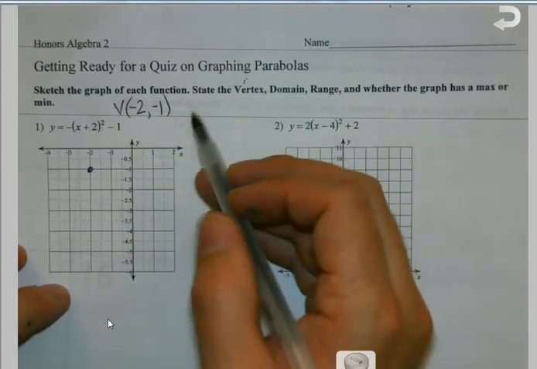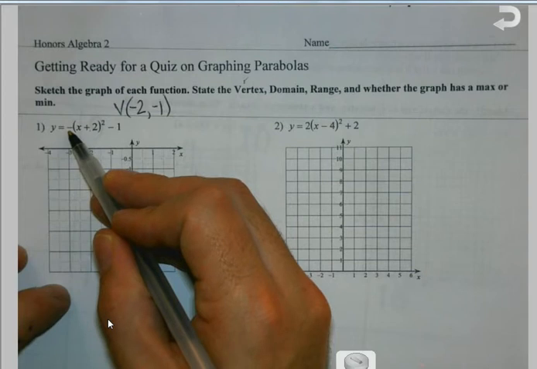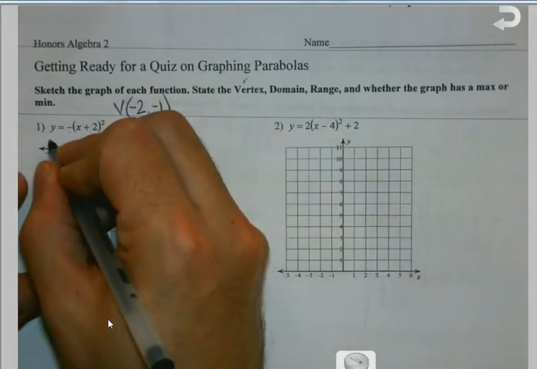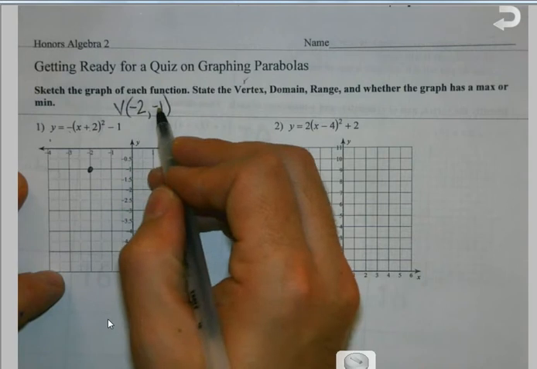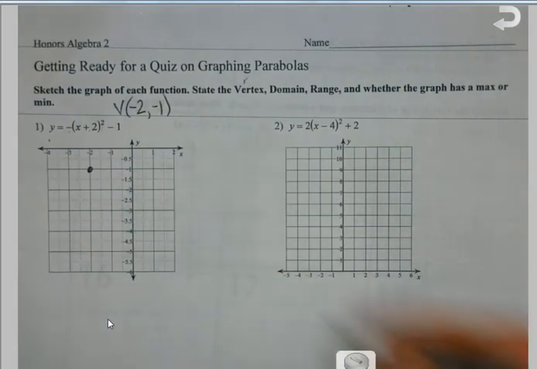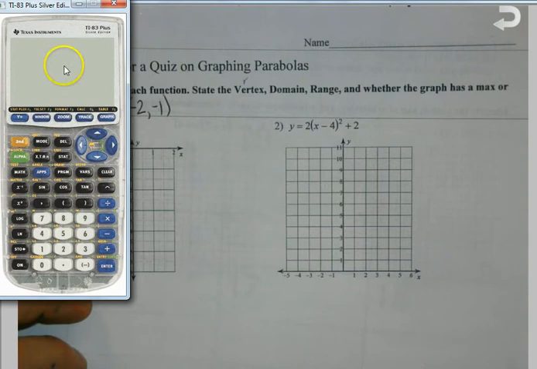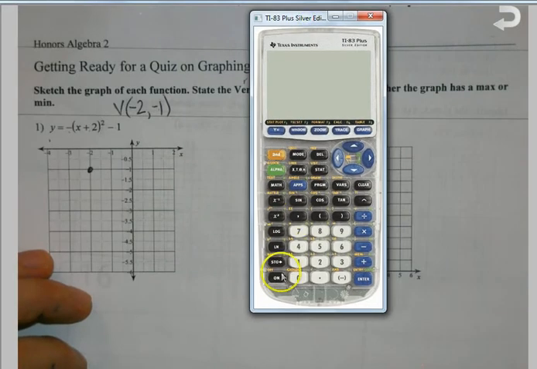And then the max or min. I know this is going up and down because my a value is -1. And speaking of those values, hey, I've got my vertex. Again, at this point, I can do one of two things. I can either pop the graphing calculator up and say, okay, let me get my values in here. Graph it should be opening down.